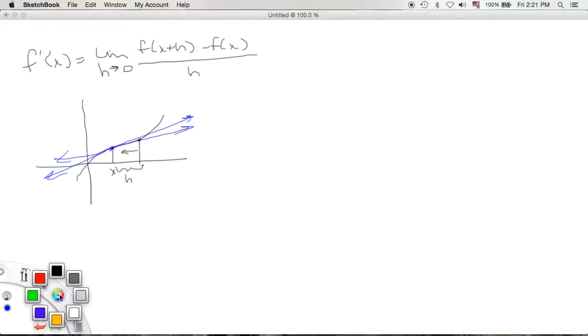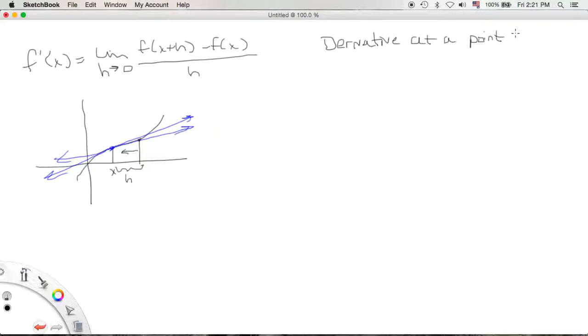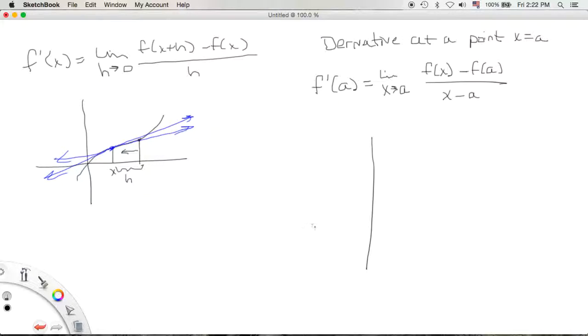Now, if we want to use a slightly different definition, say we want to find the derivative at a specific point, then we would say the derivative at that point is equal to the limit as x goes to that point a of the function value minus the function value at that point, over x minus a. Now, does this make sense?